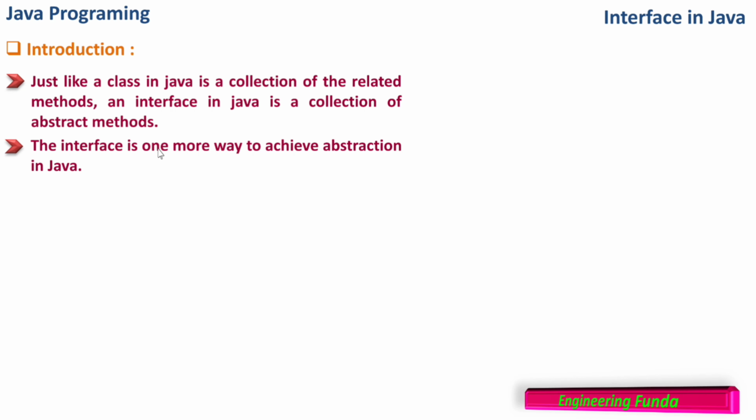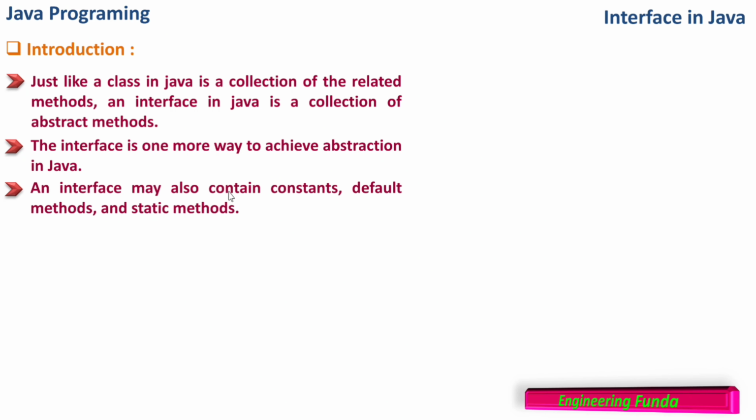The interface is one more way to achieve abstraction in Java. So interface is another way of achieving abstraction. That is what we have obtained in the abstract class, where we have some methods which are abstract, they don't have the body, whereas some methods have the body. But since we cannot create the object of an abstract class, we don't know how the implementation is done. So interface is another way of having abstraction in Java programming.